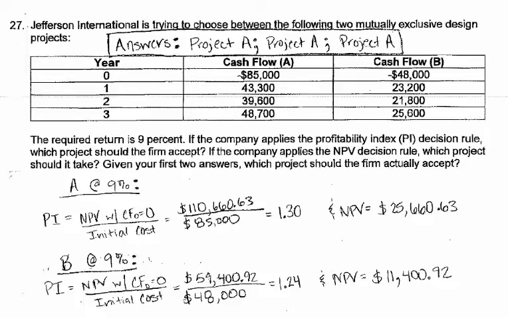Now you've got your NPV. Okay, so that's your $25,660.63. So you'll do that with both columns A and B. What you'll get is your profitability index is going to be higher for A, so you would go with A based on that. Your NPV is also higher, so you'd go with A.